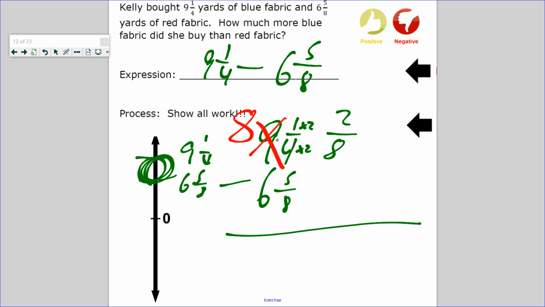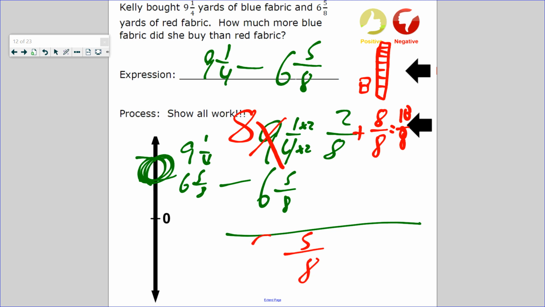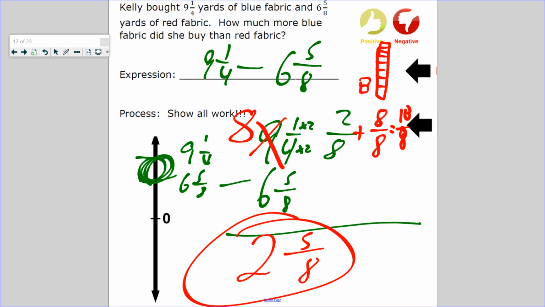So if you regroup from the 9 to 8, you take away 1 whole bar. How can I rewrite 1 whole with a denominator of 8? If I cut this into 8 eighths, that's the same thing as saying 1 whole. So 2/8 plus 8/8 adds up to 10/8. Now, can I subtract this? 10/8 minus 5/8 is 5/8. 8 minus 6, so it's 2 and 5/8.